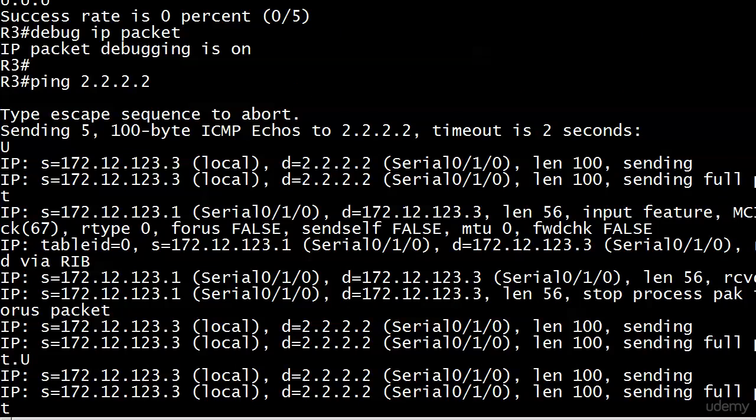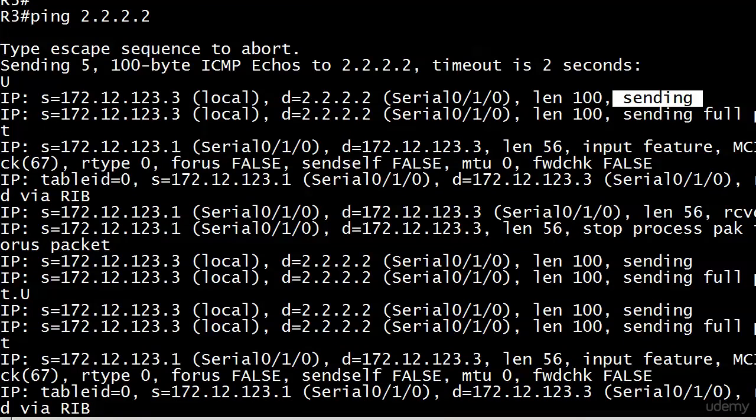And if you start at the top here, you can say, okay, we've got some packets leaving 123.3, and that's local. And there's D for destination for 2.2.2.2. And they're going out this time. Now, the failed ping in the last video for that same network, those packets weren't going out, right? They just said unroutable 5 times, and that was it. So these packets are going out.